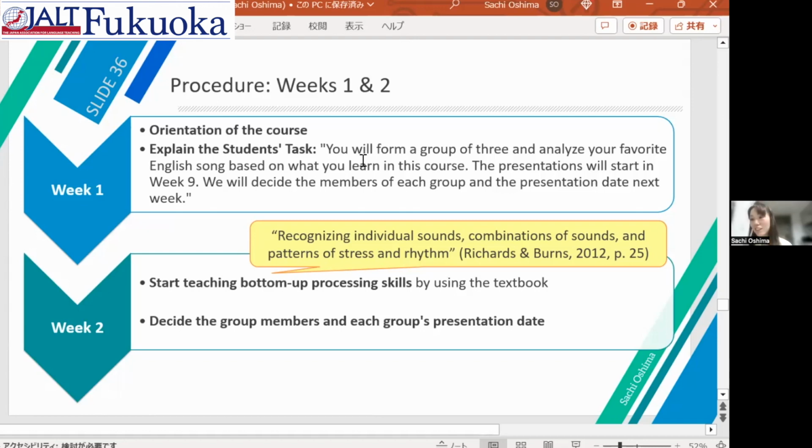Yeah, it's changing their listening from passive to active listening. Exactly. So there must be a reason. They have to listen. They have to understand, because based on what you learn in the course, they have to analyze, they have to search, or they have to choose the English song. So that was my trick or a tip to introduce this activity.